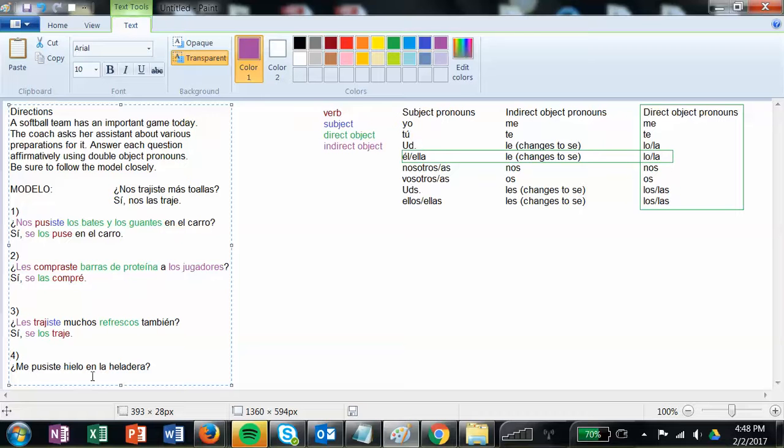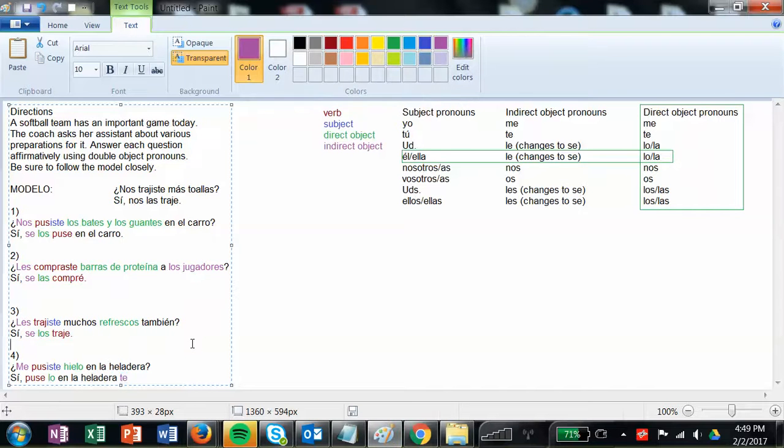Okay, this one says, did you put ice in the cooler for me? So this is your verb. Again, this is your subject. Did you put, so you would answer, yes, I put. So then in your answer, you would write sí, and then that would become puse, I put. What did you put? Ice, that's your direct object. And for whom did you put it? For me, that's your indirect object. So yes, I put it, meaning the ice, which would become lo, in the cooler for you. Because if I'm saying, did you put it in there for me? Yes, I put it in there for you. And you would be te. Okay?